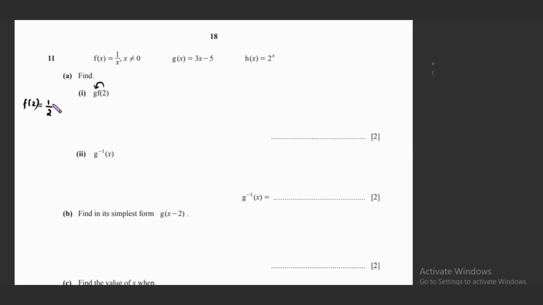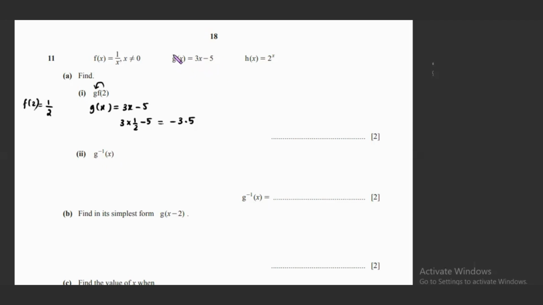This answer that we get here should be sent inside g of x. So the g of x function is equal to 3x minus 5. So it will be 3 times x, which is half, minus 5. So I need to solve this. When I solve this, the value I get is minus 7 over 2, or minus 3.5. This is what I get as the answer. The next one is to find the inverse function of g.